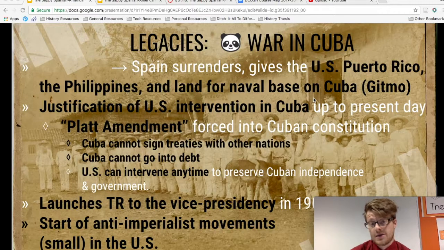Okay, number one, let's talk about land. Puerto Rico, the Philippines, and also land in Cuba for a naval base, which, as we know today, we call Guantanamo Bay. Obviously, Puerto Rico has become a pretty significant place today with the recent hurricanes and things that have happened there. The Philippines we'll talk about with World War II and the legacies of that, and Guantanamo Bay is still owned by the U.S. It is quite controversial. But let's talk about why the U.S. and what this causes for the future.